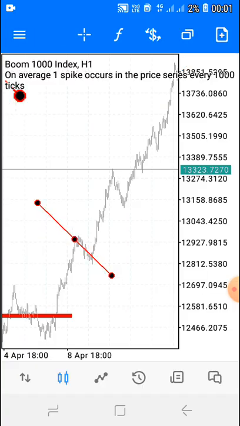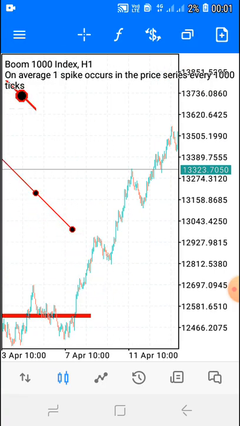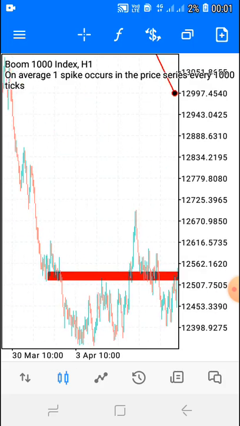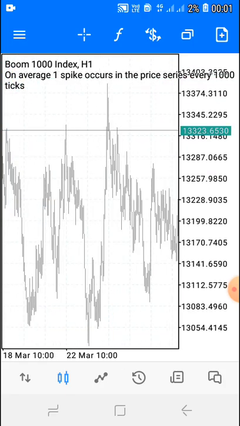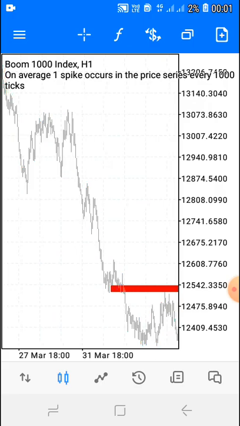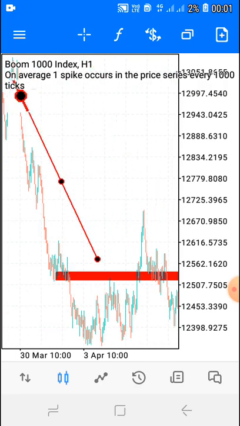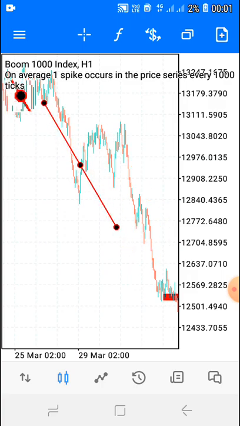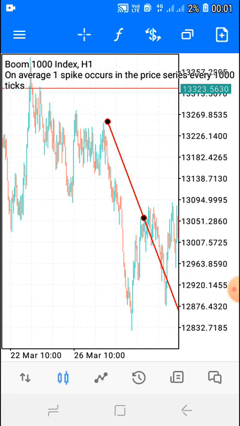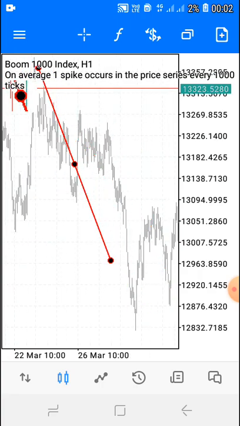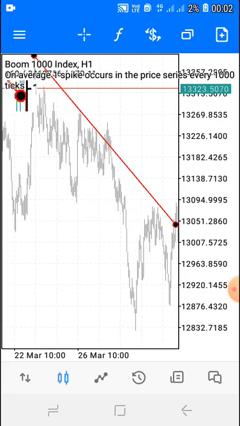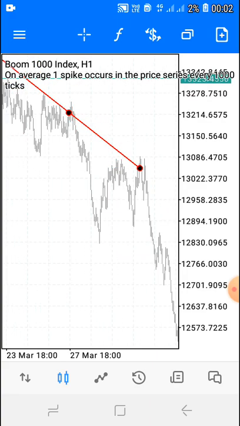Like for example, over here, let me just zoom out. We can see that the market was moving in a downtrend, and all of a sudden the market decided to go in an uptrend. But how did the market go in an uptrend? How are we supposed to know that the market was going to go in an uptrend? So if you trade boom 1000, crash 1000, you first want to determine the trend of the market.